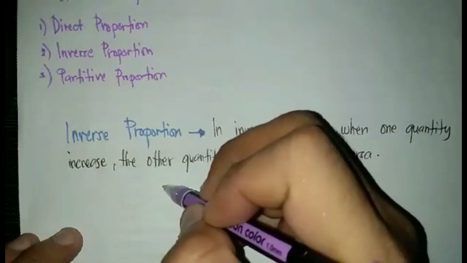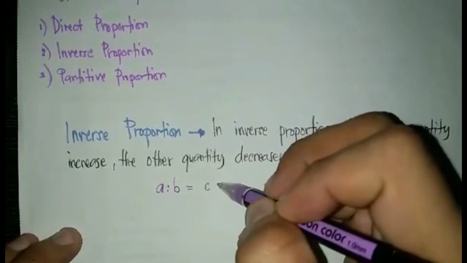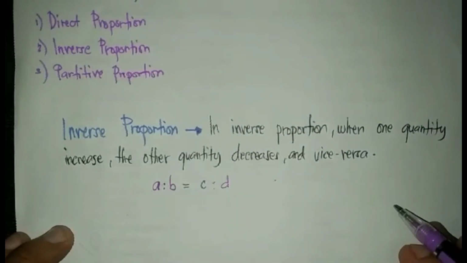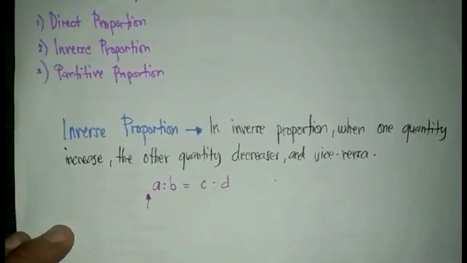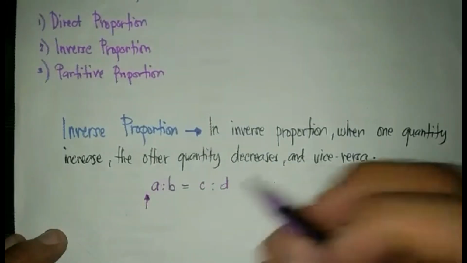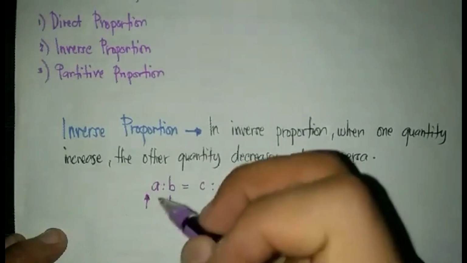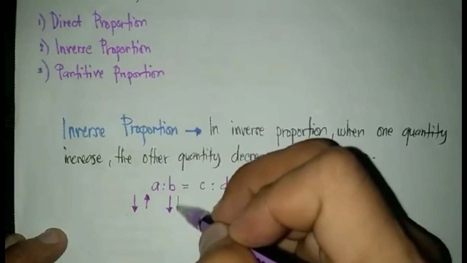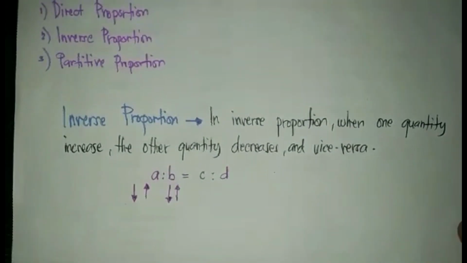Say, for example, A is to B equals C is to D. Okay? So, when one quantity increases, kung yung isang quantity nag-increase, yung other quantity naman magdi-decrease. Or vice versa. If one quantity decreases, the other quantity increases. Okay? So, kabaliktaran po siya ng direct proportion.